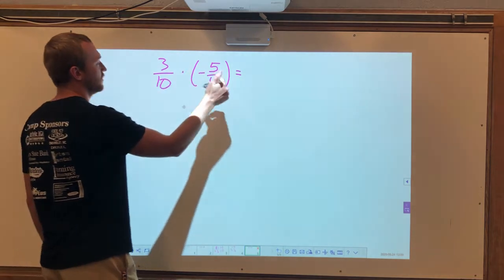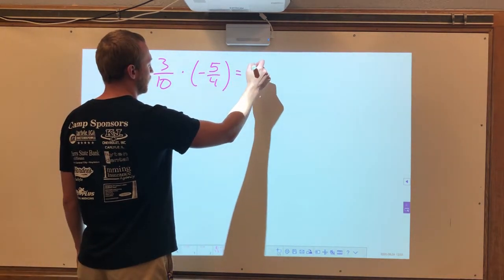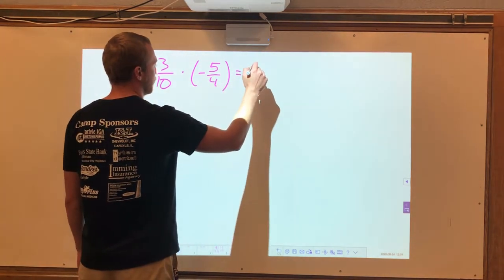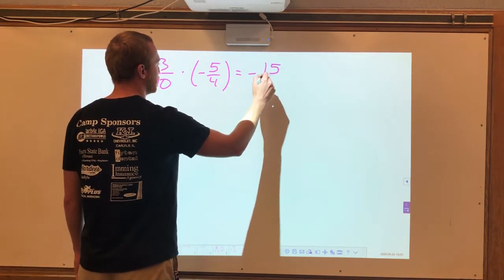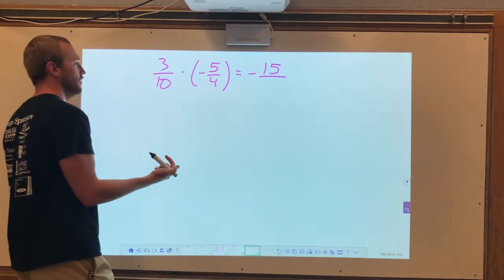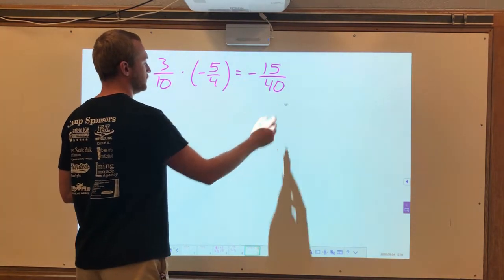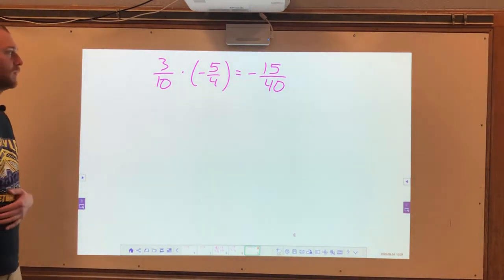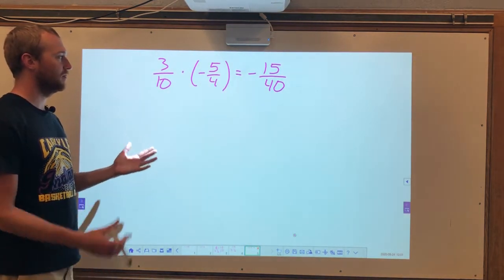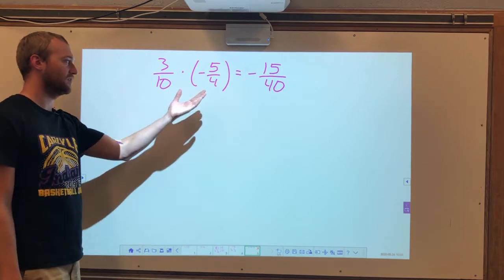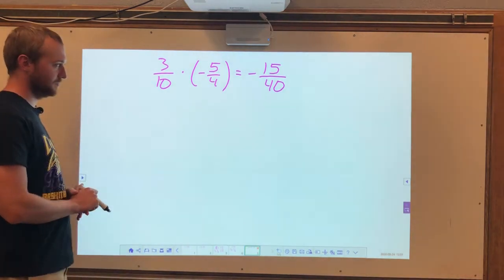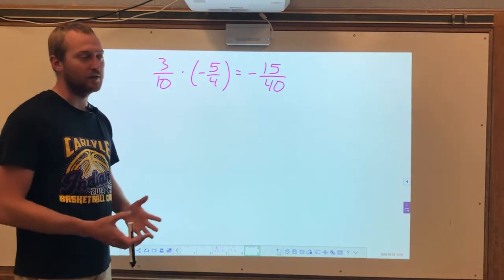Okay, so 3 times negative 5 is going to be negative 15. And 10 times 4 is going to give you 40. Okay, and you might have been confused with the signs, positive and negative. If you have a positive times a negative, the answer is going to be negative, right? So we have the negative out front.